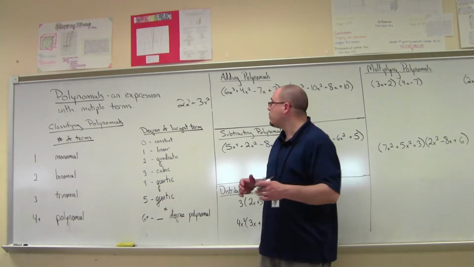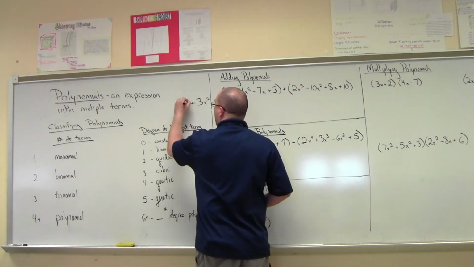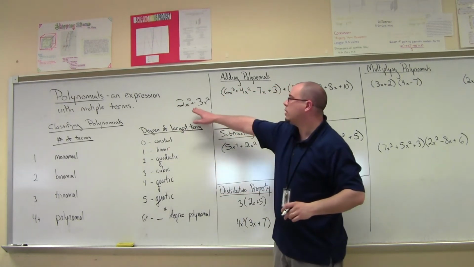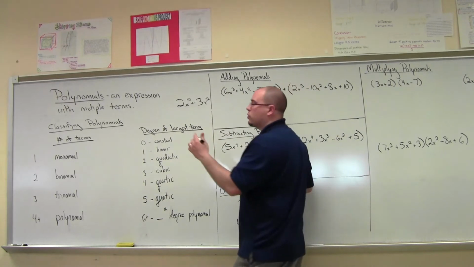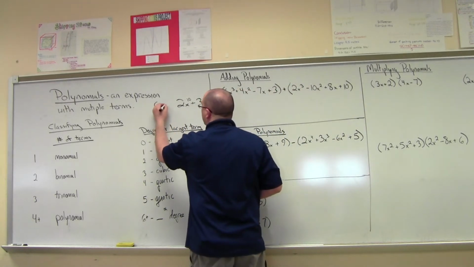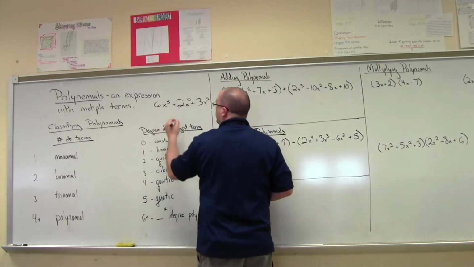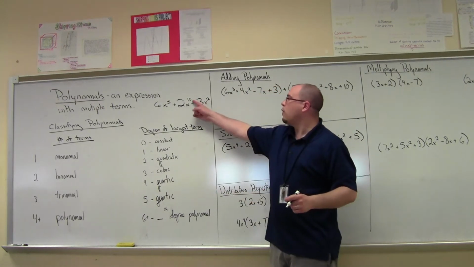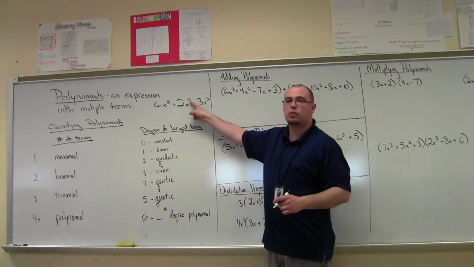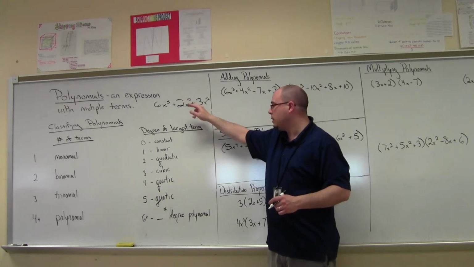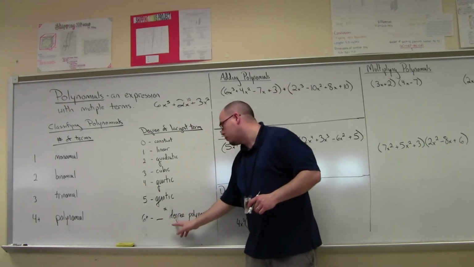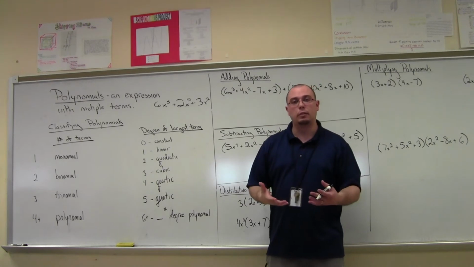So for instance, if this was 2x to the 10th, and that was the largest exponent in the expression. And it doesn't matter if it's first or not. For instance, if I gave you 6x to the 5th plus 2x to the 10th, we would focus on this one because that's the largest exponent. We'd look at it, it's to the 10th degree, so that would mean it's going to be a 10th degree polynomial. That's how we would name it.